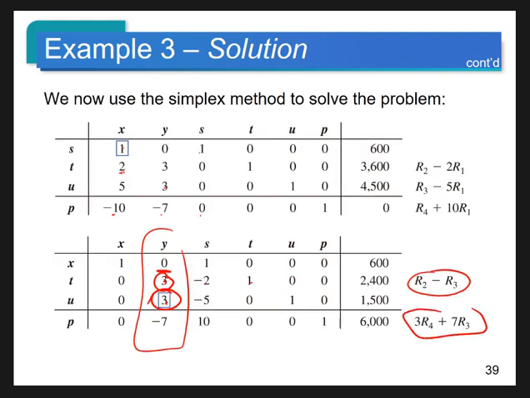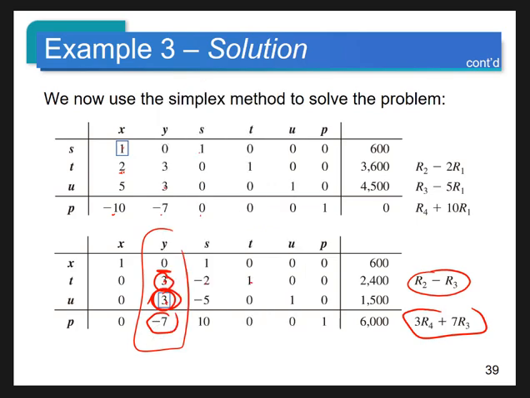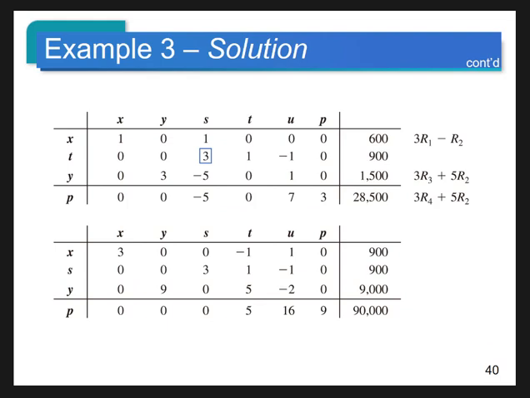But down here is a little trickier. We have a negative 7, and we're going to use that 3 to get rid of it. So positive 3 times negative 7 is negative 21, plus 7 times 3 is a positive 21. That adds up to 0. So it's 3 times row 4 plus 7 times row 3. And again, we fill that in right here.